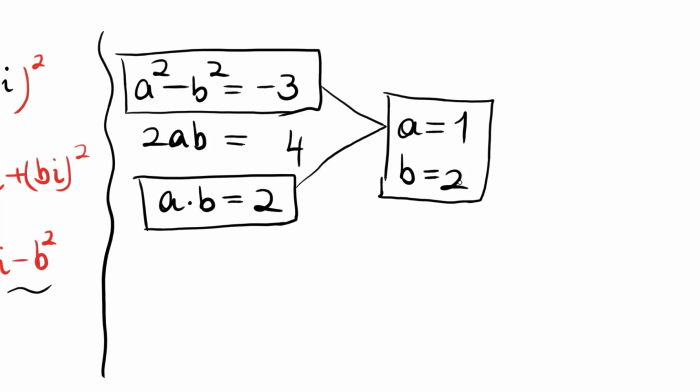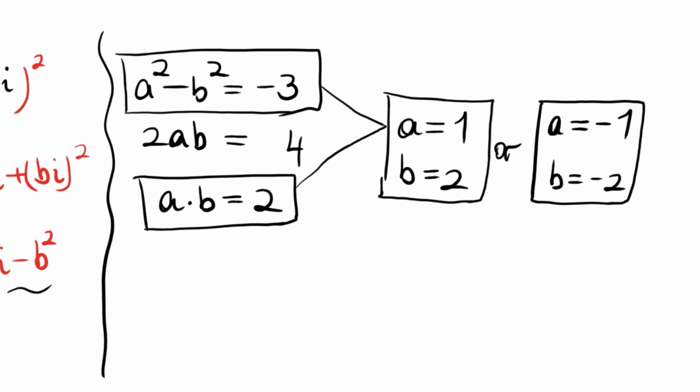a can be 1, b can be 2, or both can be negative. a can be negative 1 and b may be negative 2. This is also the solution for this system actually. If we don't want to try these steps, we can just isolate one of them. Let's say a is equal to 2 over b, or b is equal to 2 over a, and we will just plug into the first equation to solve. But as a first way, this is better, I guess.